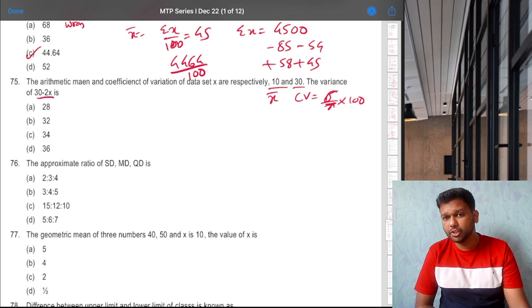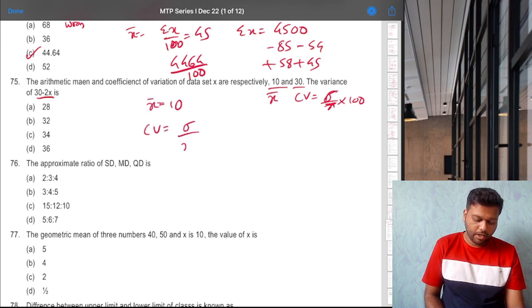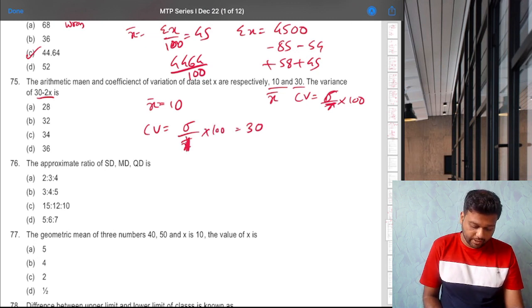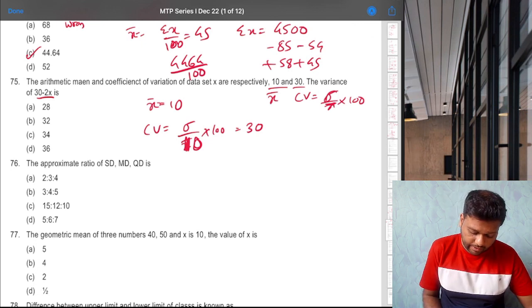Again, change of origin, change of scale. Understand, for this data, X bar is 10, right? And we know that CV, which is sigma upon X bar into 100, is 30. But X bar is given as 10. So what will be sigma? Sigma will be 3. Check.